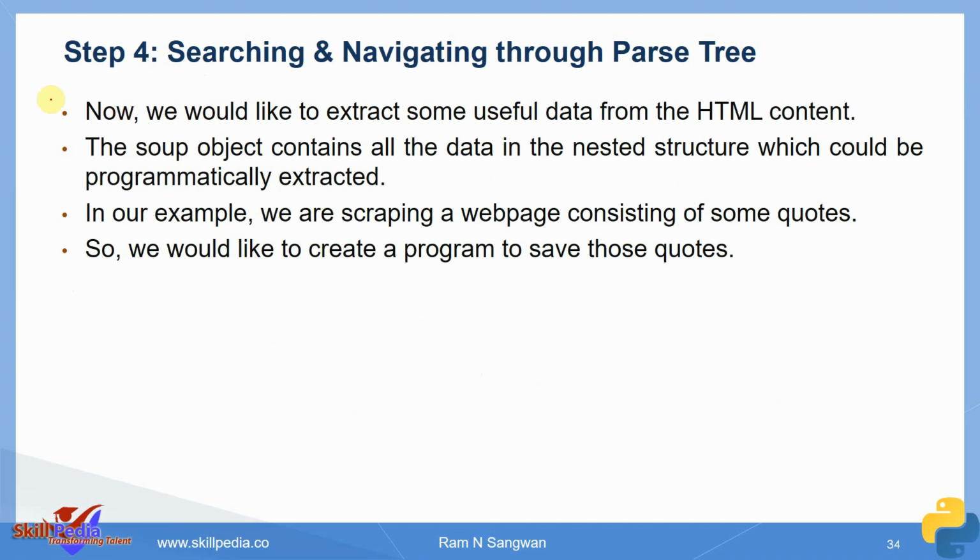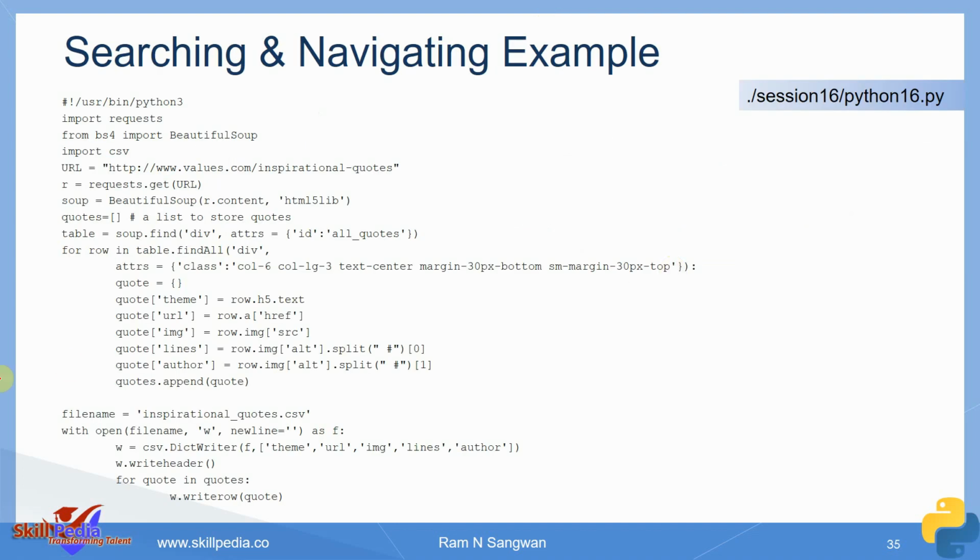Step 4: now you can do searching and navigating through the parse tree. The last step, which will make you more advanced, is to perform advanced operations, so you can use filters. Now we would like to extract some useful data from the HTML content. Obviously tags are of no use to us when we are talking about the data. The soup object contains all the data in a nested structure which could be programmatically extracted. In our example, we are scraping a web page consisting of some quotes. We would like to create a program to save those quotes separately in a file. We are going a little more advanced now.